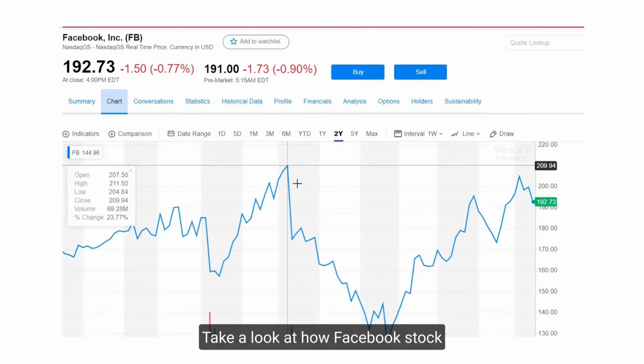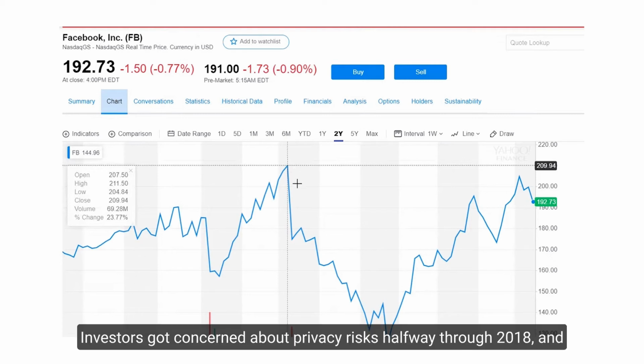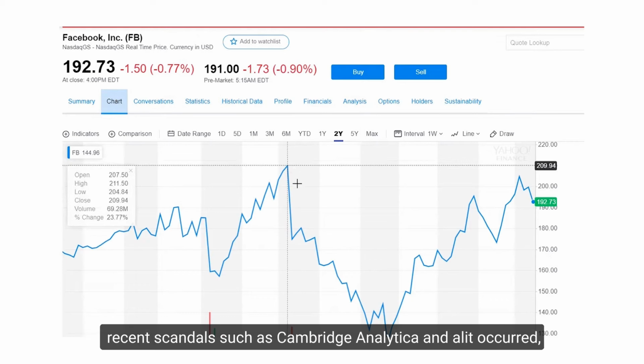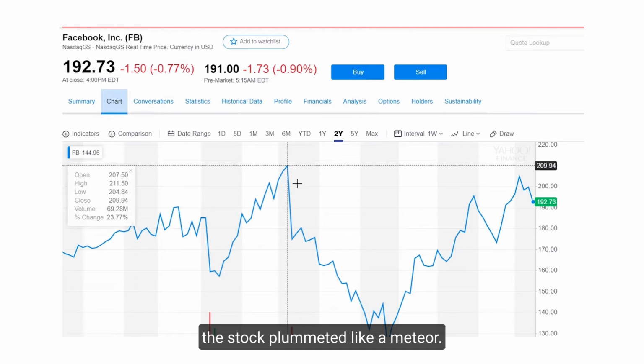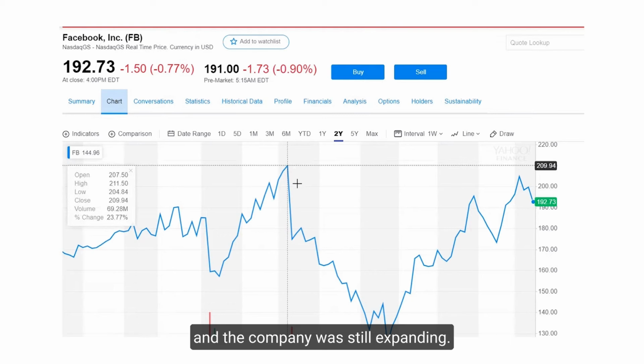Take a look at how Facebook stock has performed over the last year. Investors got concerned about privacy risks halfway through 2018, and with the recent scandals such as Cambridge Analytica, the stock plummeted like a meteor. When the Facebook stock was cheap, this was the perfect opportunity to invest. We never announced that we were panicking. We had to flee because we were terrified. When you look at the statistics, the fundamentals were great: earnings were still high, user numbers were climbing, and the company was still expanding.